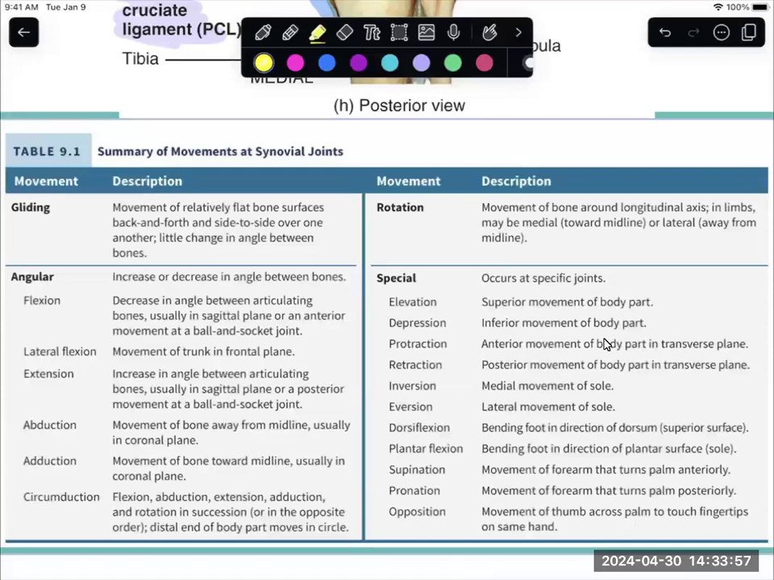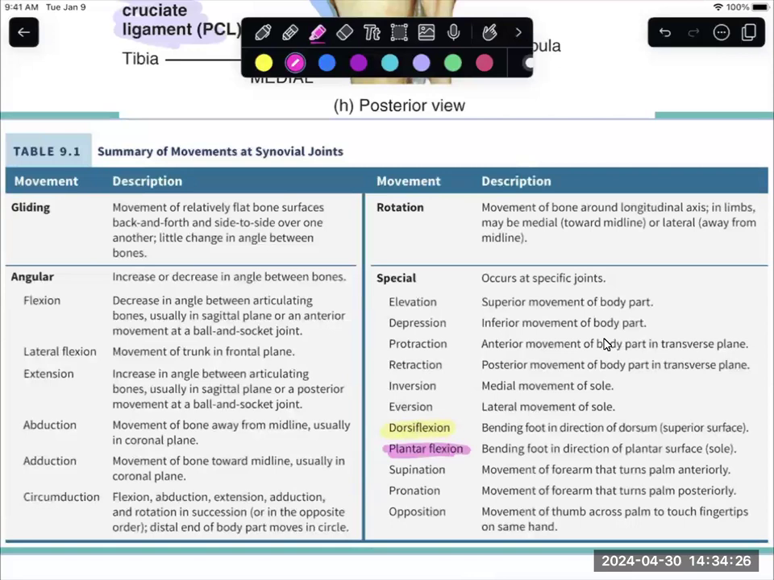Dorsiflexion is of your foot only. Dorsiflexion is flexing your toes up towards your shin. It's named dorsiflexion because it is thought that it looks like the dorsal fin of a shark. Plantar flexion is pointing your toes down towards the floor. Also standing up on your toes. That's also plantar flexion.